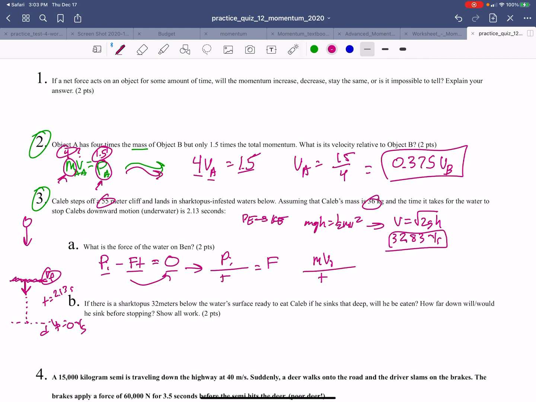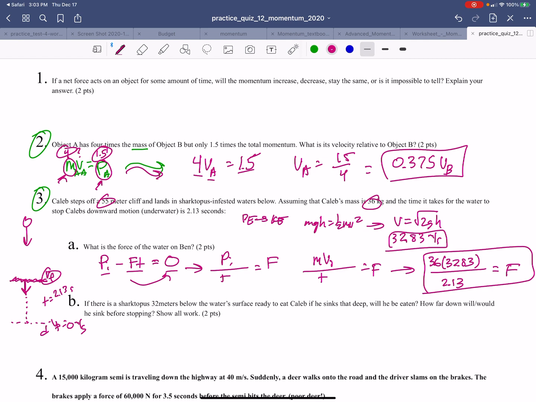That's going to be t, which was given. And now we can solve this thing. Its mass is 36. The velocity is 32.83. The time interval is 2.13. I'm not going to solve this, but that's how you would do it. Okay, this is how you could get the force of the water.